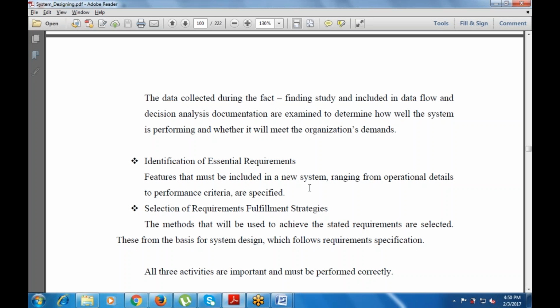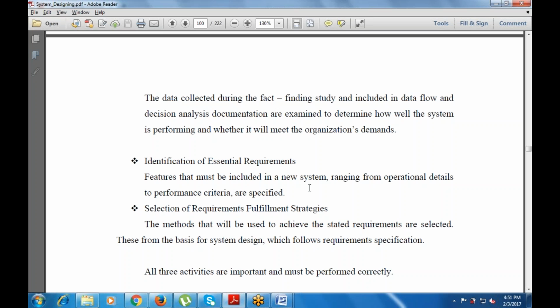The next one is identification of the system essential requirements. What are the various essential requirements that are used? Features that must be included in a new system, ranging from operational detail to performance criteria. The next one is the selection of the requirements fulfillment strategies.